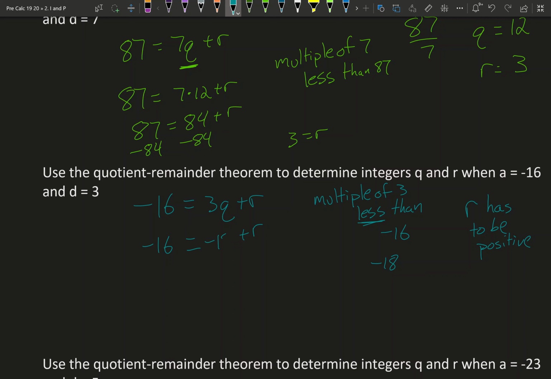So our multiple of 3 is going to be negative 18, so our quotient is going to be negative 6, and then let's solve this equation to find our remainder. So we add 18 to both sides, and our remainder is going to be 2.